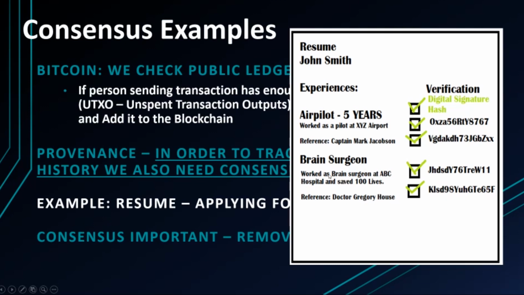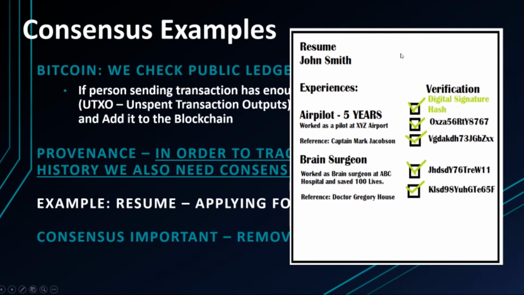So when he worked as a brain surgeon, he would have to get a digital signature verification from the hospital that he worked at. You can get a signature saying that he did save 100 lives and have that verified, and he would have to get a digital signature from Dr. Gregory House as well. And this is all consensus.